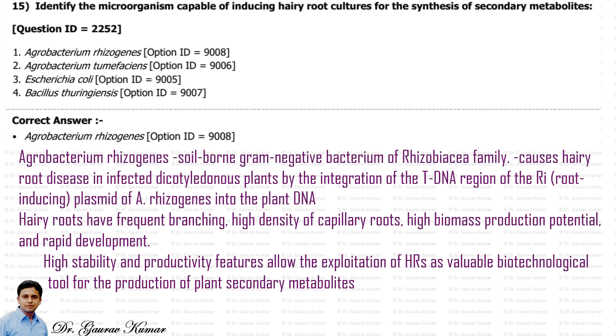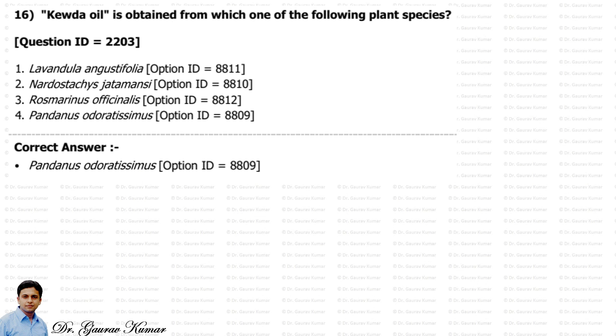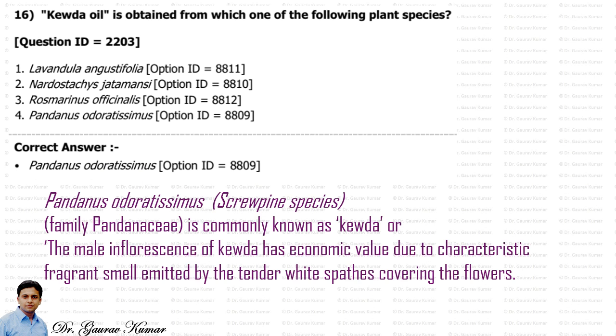High stability and productivity features allow the exploitation of these hairy roots as a valuable biotechnological tool for the production of plant secondary metabolites. Next question, Kewda oil is obtained from which of the following species? So the answer they have already given, Pandanus odoratissimus, the screw pine species, family Pandanaceae, is commonly known as Kewda. The male inflorescence of Kewda has economic value due to the characteristic fragrant smell emitted by the tender white spathes covering the flowers.